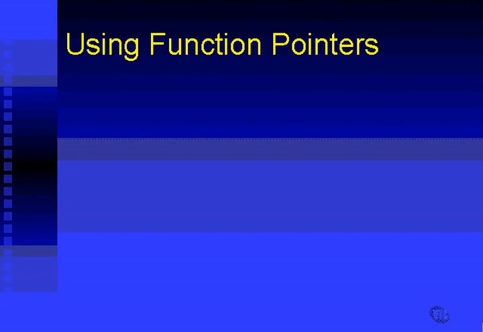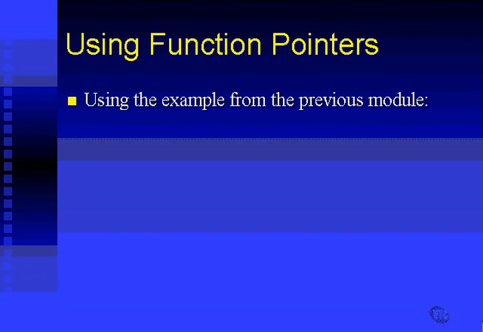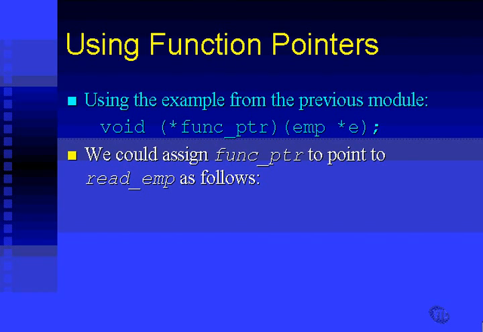Now that we've seen how to declare a function pointer, let's see how we actually go about using one. Let's use our example from the previous module. Remember this function pointer, we should be getting used to the sight of it by now. We could assign this particular function pointer to point to reademp. Remember reademp, which was going to read in a single employee, as follows. It's very, very simple code.